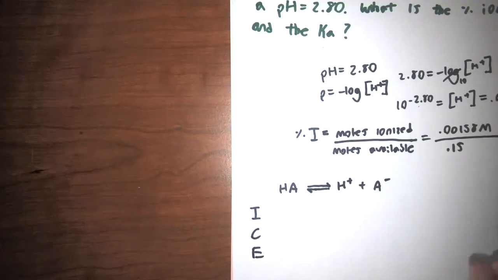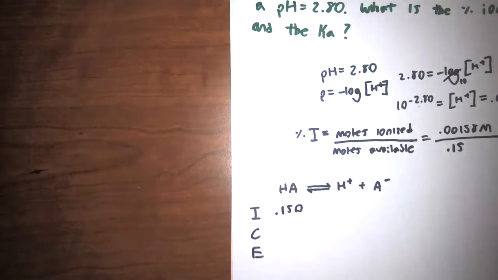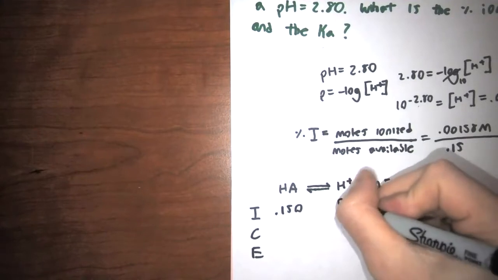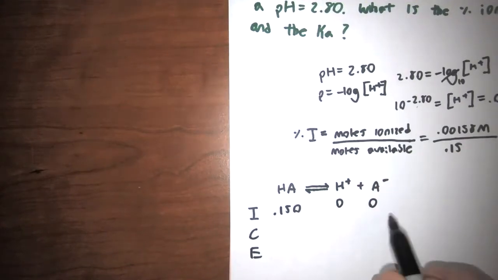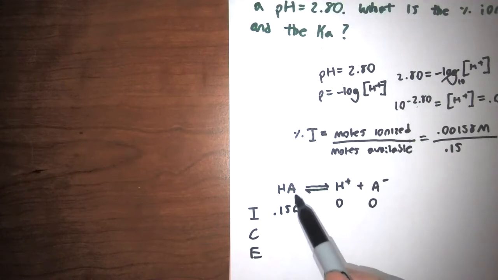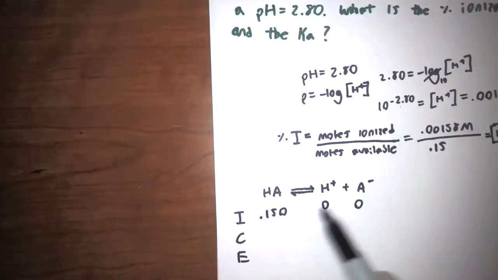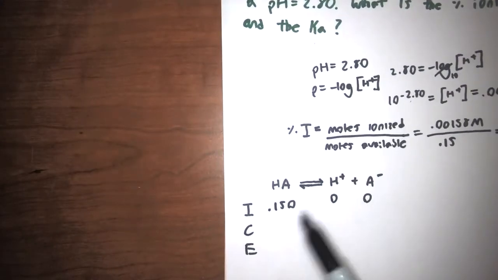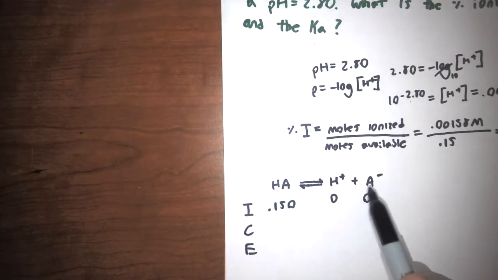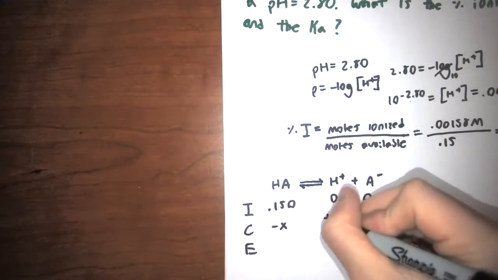Good. And we're given the starting molarity is 0.150. What would these two values be? 0. We're not given any products to start, right? We are ionizing this solution of the acid in water. So we'd have 0.15 molar, the starting molarity, and we have no products. What is my stoichiometric coefficient on each of these? 1, 1, and 1. So minus x, plus x, plus x.